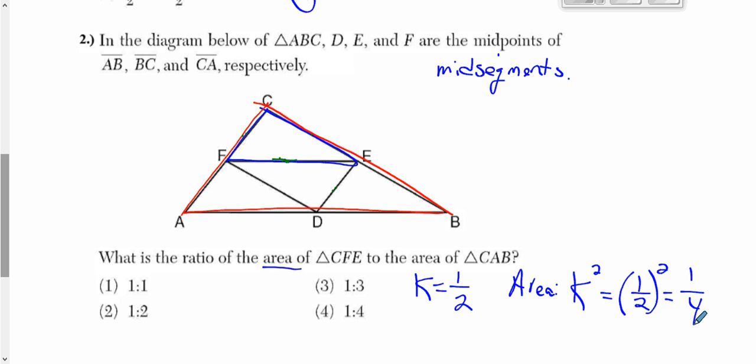All the sides are half, but remember, for area we square it, so it's 1/4. So if we just looked at how many triangles there were, that's one of those cosmic coincidences. They said 4 triangles.